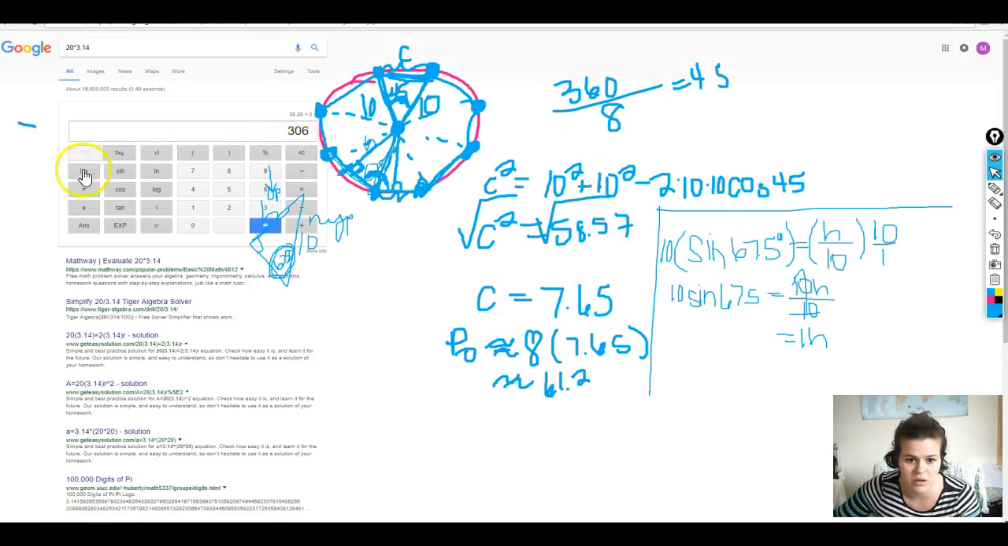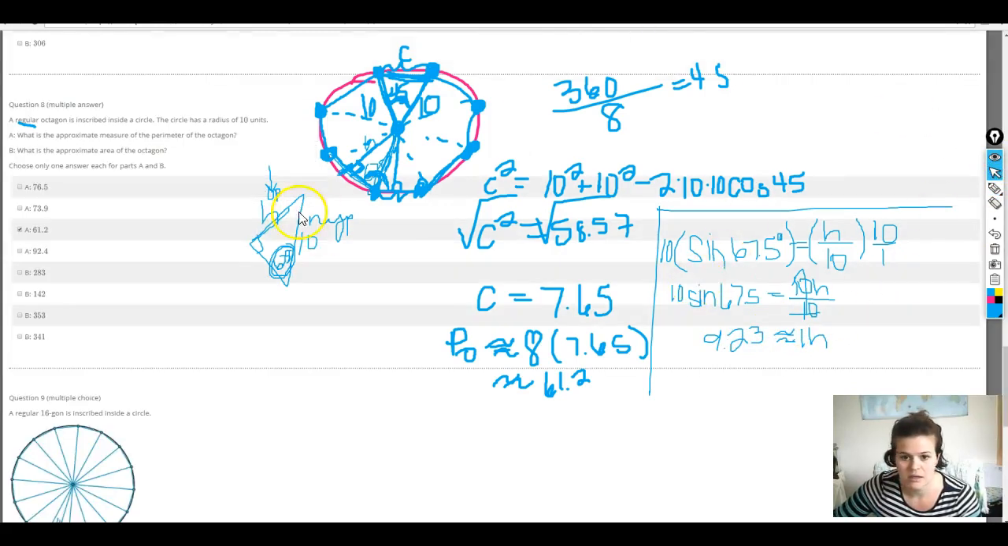So I'm going to go over to our calculator and make sure it's in degrees. Type in 10 sine of 67.5. That's going to equal 9.23 approximately. So I should change this to an approximation, 9.23. And that's just to find the height of our triangle.